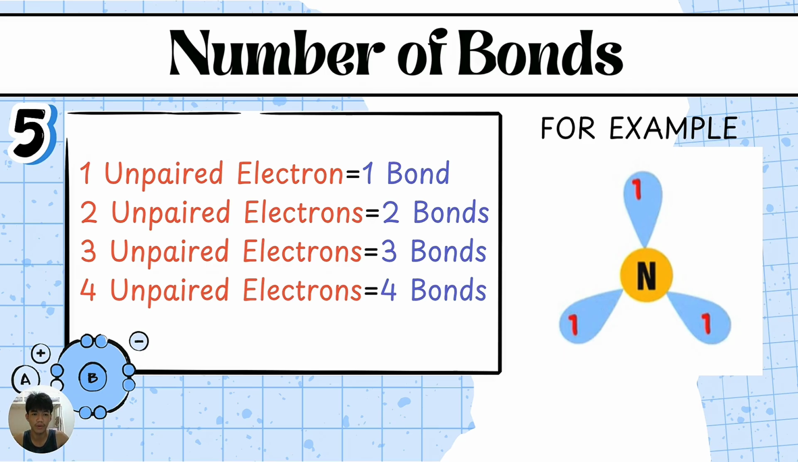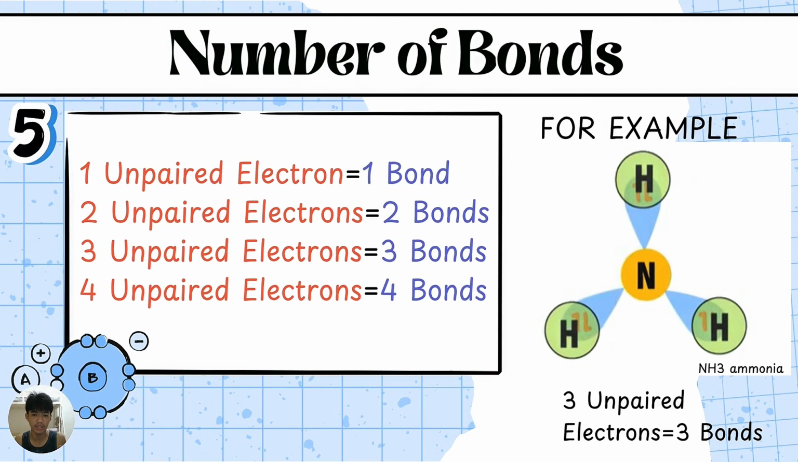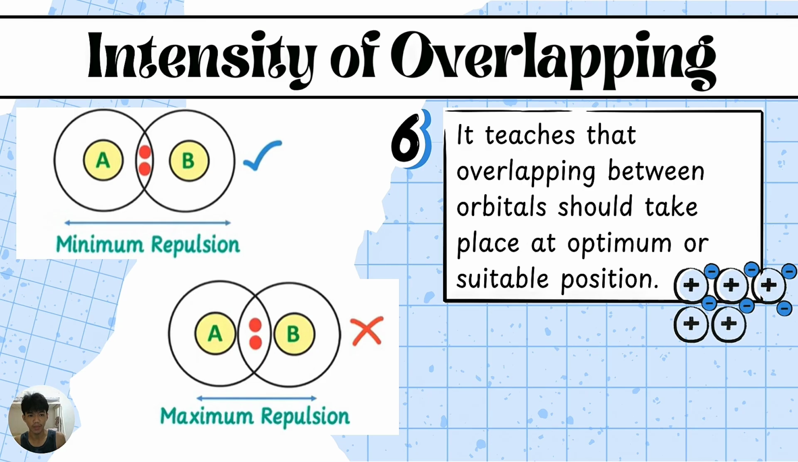So for an example here, we have nitrogen with 3 unpaired electrons. Now it has 3 bonds bonded with hydrogen. It has 3 bonds because it has 3 unpaired electrons. As simple as that. Next is the 6th point, intensity of overlapping.